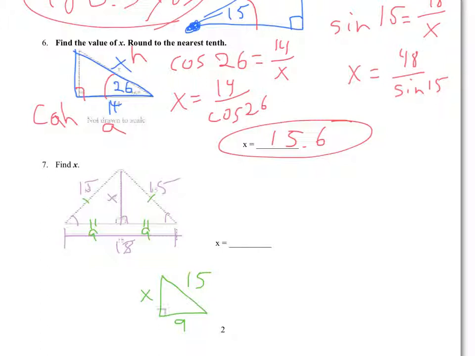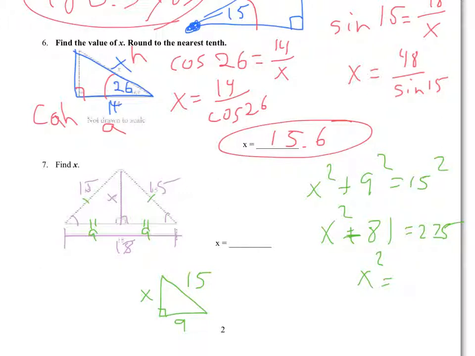Since it's a right triangle, I can use the Pythagorean theorem, x squared plus 9 squared equals 15 squared, to solve for x. That should be plus, sorry about that. 225. Subtract 81 from both sides. X squared equals 144. Square root of both sides, x equals 12.